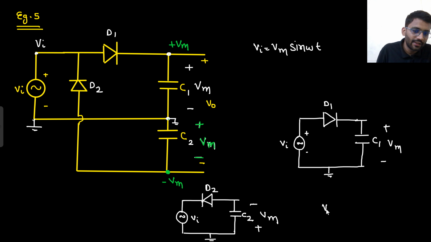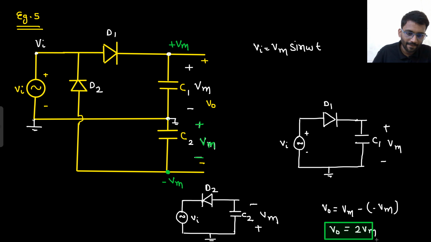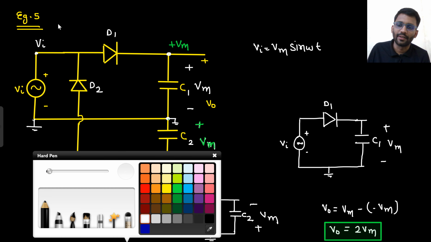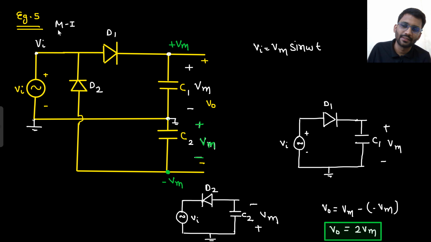Yeah, so V0 would be Vm minus of minus Vm, which equals 2 Vm. So this was our method 1, where we could see the standard circuits.